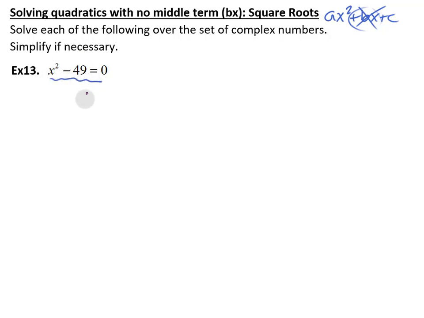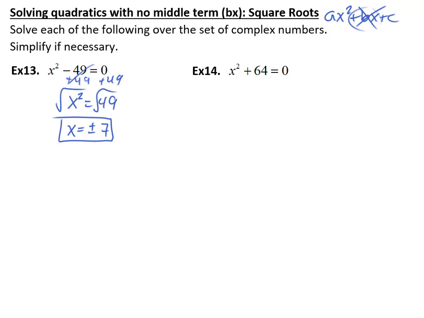Okay, so I see, of course, in number 13 here, we have a quadratic that has no x to the first power. So to solve this, we're just going to get x squared by itself by adding our 49 over. x squared equals 49, and then we can use square roots. Here, don't forget to put plus or minus. There are 2 solutions, and in this case, plus or minus 7 is our solution. No imaginary numbers needed yet.